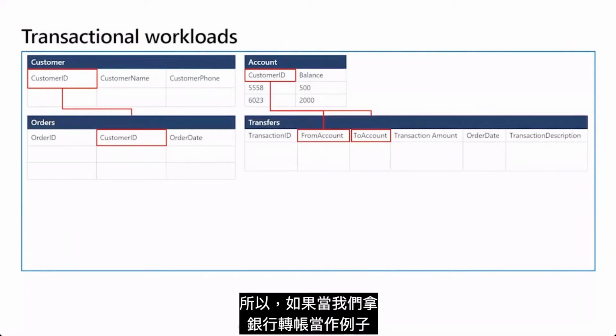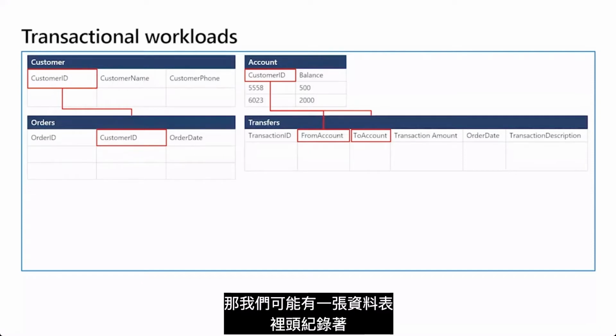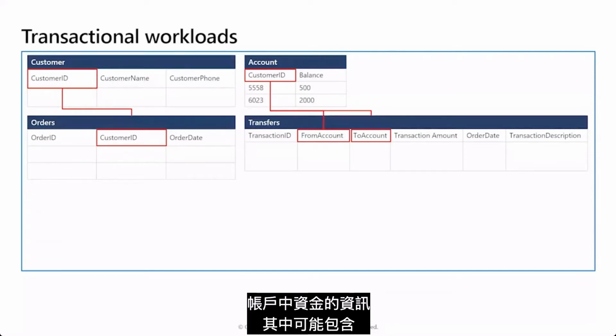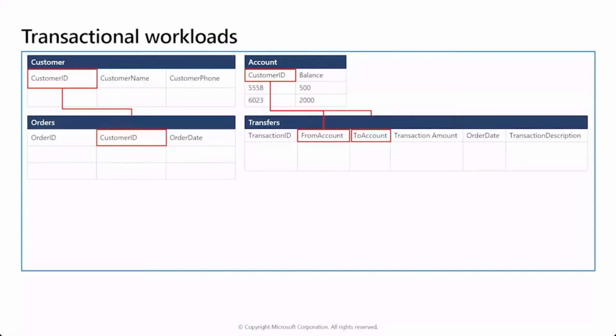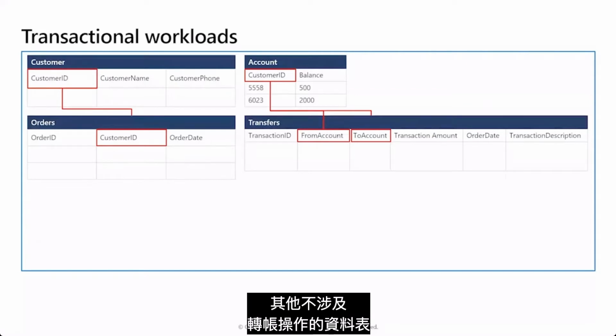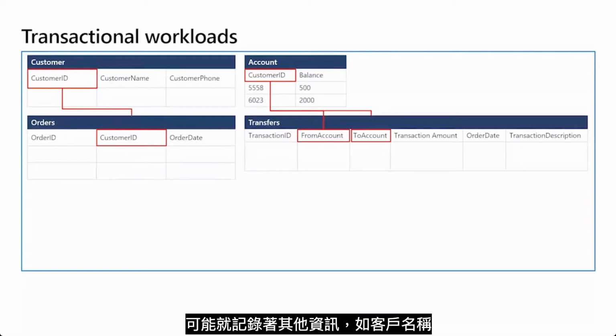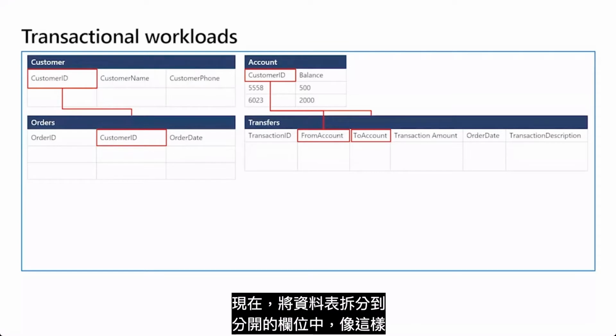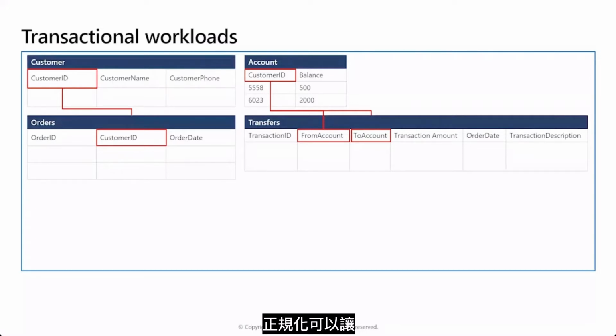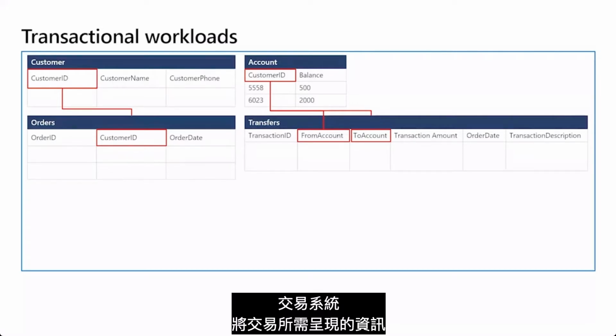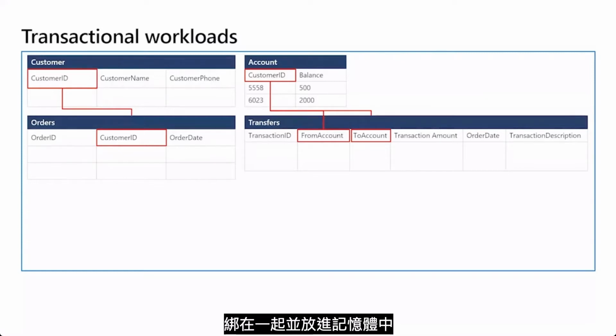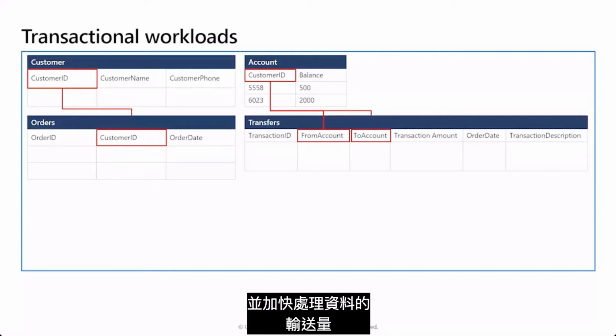If we're talking about a bank transfer example, then we might have a table that holds information about the funds in an account, which might contain the customer account number and the current balance. Other tables not involved in the transfer operation would hold information like name, address of the customer, and maybe account history. Splitting the data out into separate tables like this is called normalization. Normalization can enable a transaction system to cache the information required to perform the transactions in memory and really speed up the throughput to process the data.